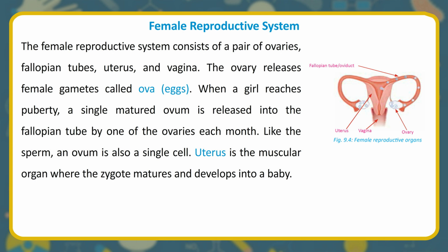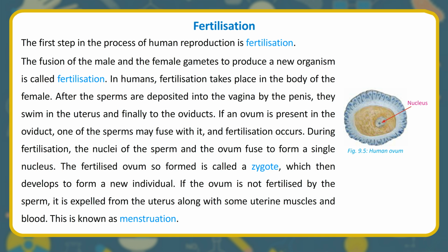Fertilization. The first step in the process of human reproduction is fertilization. The fusion of the male and the female gametes to produce a new organism is called fertilization. In humans, fertilization takes place in the body of the female. After the sperms are deposited into the vagina by the penis, they swim in the uterus and finally to the oviducts. If an ovum is present in the oviduct, one of the sperms may fuse with it, and fertilization occurs.